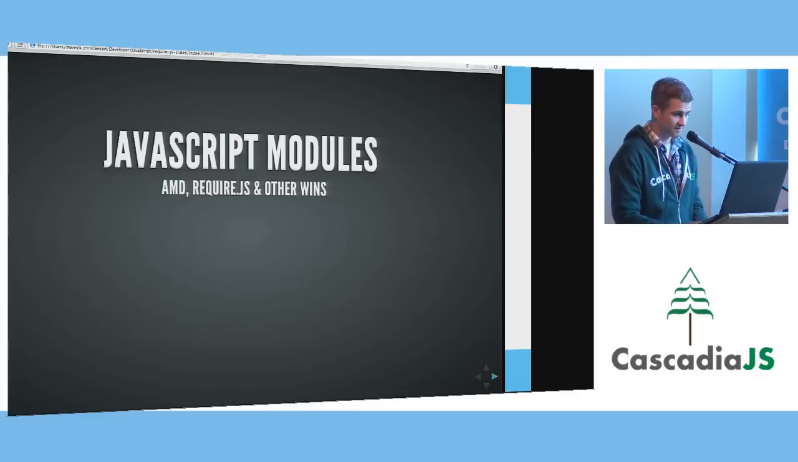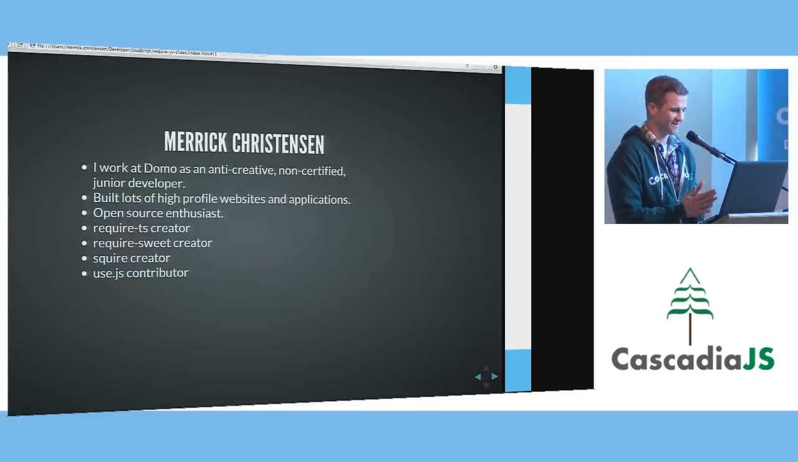But my name is Merrick Christensen. I work at Domo. I've built lots of high-profile websites and applications for a lot of media companies like National Geographic, ABC, Disney. I'm an open source enthusiast. You'll see me a lot inside of GitHub and Twitter and things like that.